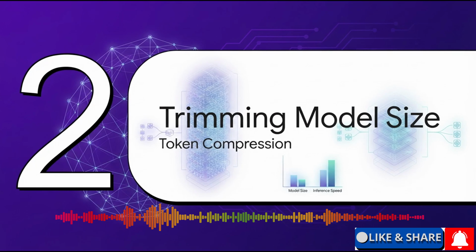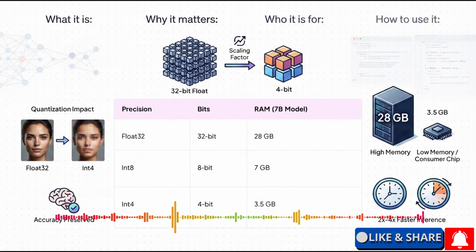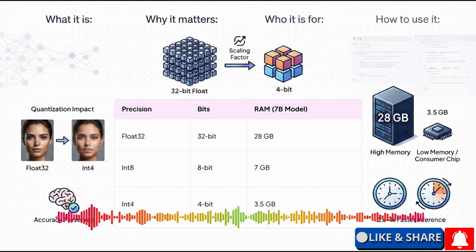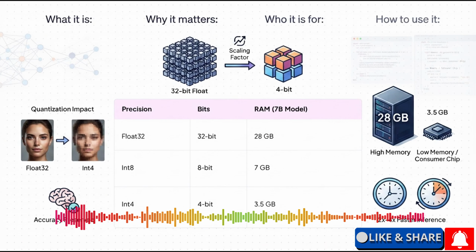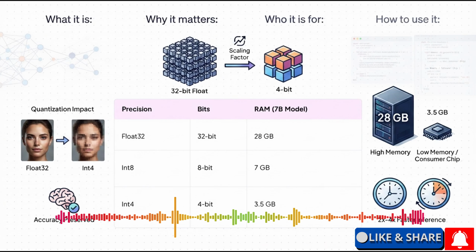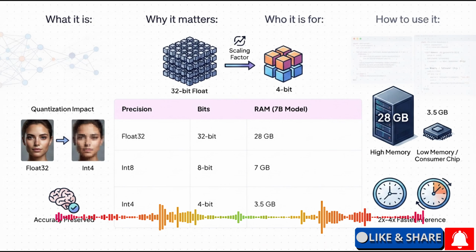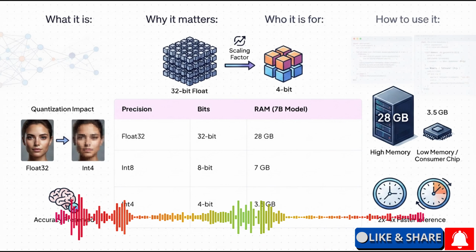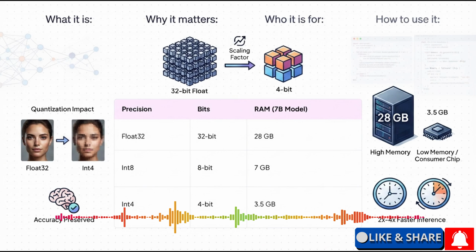Which brings us to Section 2, trimming the model size. So what if we could just compress that internal token representation? This is where quantization comes in, and it's kind of like lowering an image's resolution. By mapping those heavy 32-bit floats down to 4-bit integers using scaling factors, we preserve the original range of values, but absolutely crush the memory footprint. A 7 billion parameter model goes from 28 gigabytes down to just 3.5 gigabytes, and you lose almost no accuracy. Suddenly, your model is 2 to 4 times quicker in inference and fits right onto a consumer-grade chip.